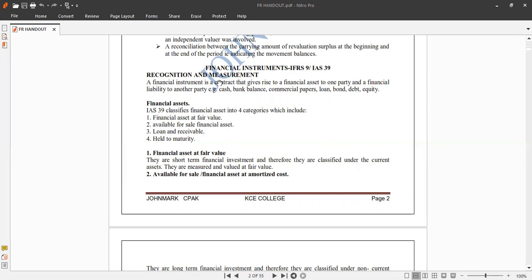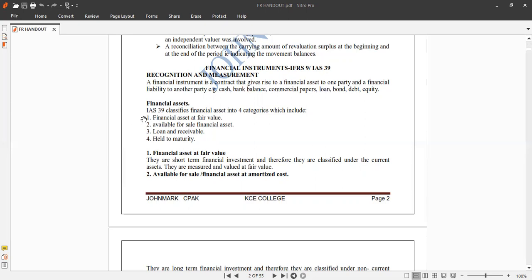How do we recognize and measure a financial instrument? Now, a financial instrument is a contract that gives rise to a financial asset to one party and a financial liability to another party. And under IAS 39, financial assets are classified into 4. We have financial asset at fair value, available for sale financial asset, loan and receivable, and we also have held to maturity. Now, held to maturity, an example is a redeemable bond or a redeemable debenture. It has a specific maturity period.